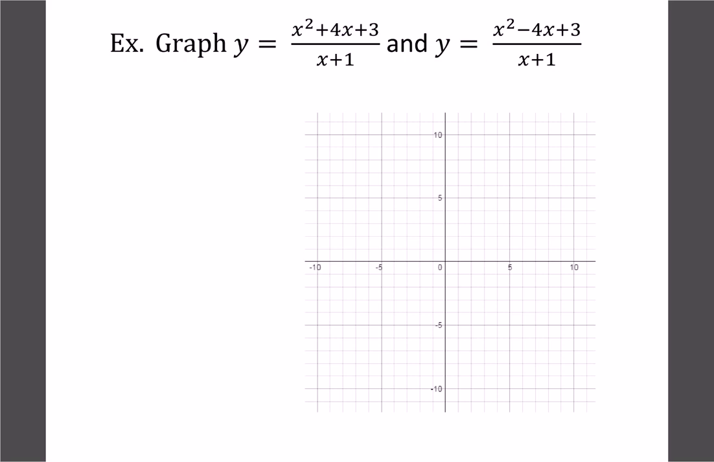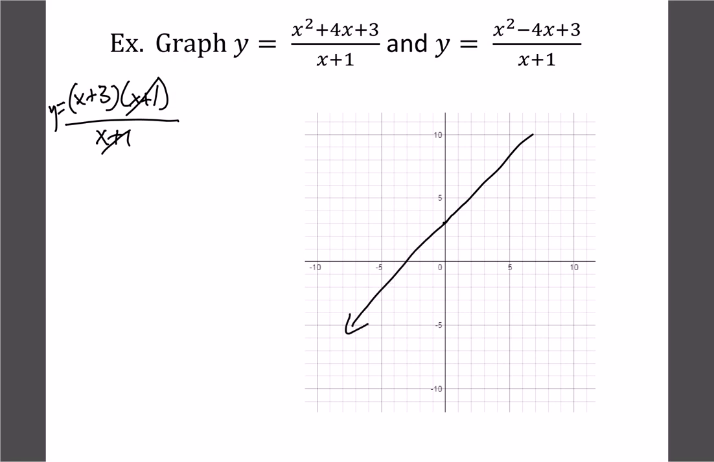If we factor the first equation, we would get x plus 3 and x plus 1 over x plus 1. So those would cancel. So our equation would be just y equals x plus 3. That'll just be a straight line, sort of like that. And we know that we have a discontinuity point at -1. So at -1 and 2 would be where we're discontinuous. So that's the first equation. So we'll do the second equation.